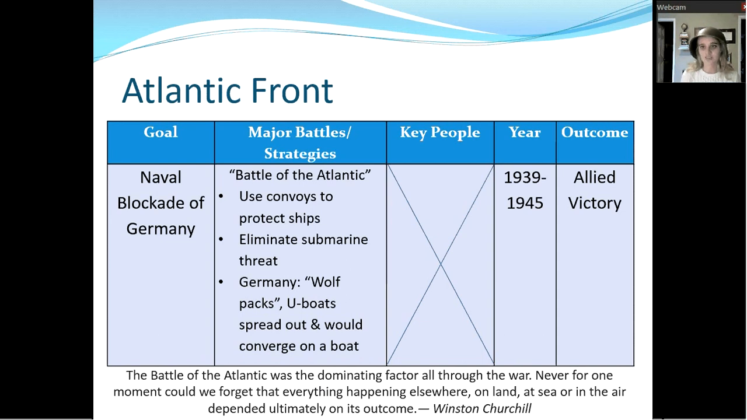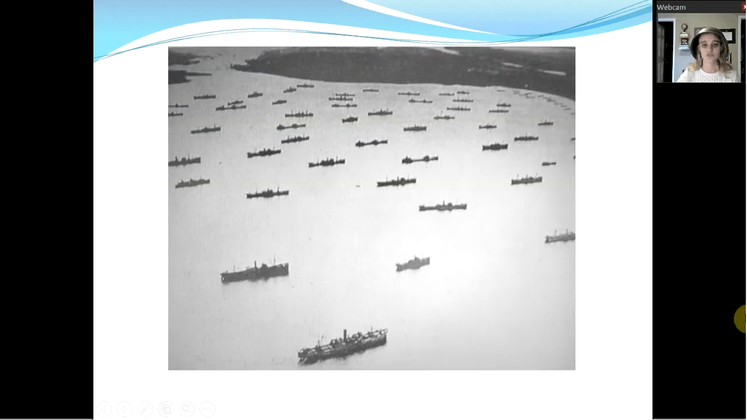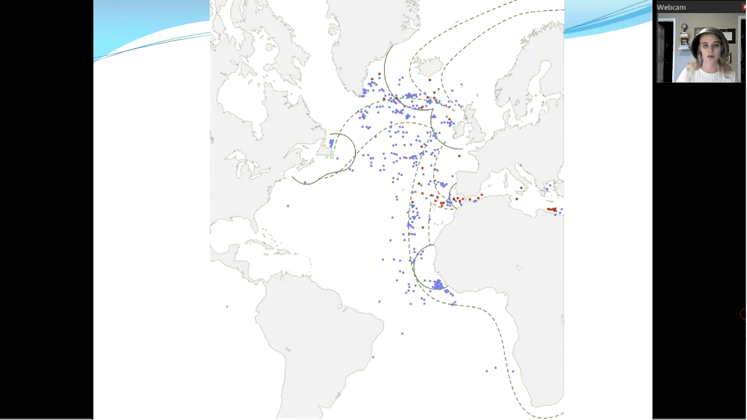Because remember, this is where they're getting supplies. Think about the cash and carry and the Lend-Lease policy. This is where men are coming in and out. The Battle of the Atlantic is basically the one protecting mainland Europe and attempting to cut off Germany as well. You can see here, this is just a photograph of some of the convoys, what that might look like. This particular map shows some of the different naval battles that took place throughout the Atlantic. You can see they even go as far down as Africa and into the Mediterranean. So this was a pretty intense conflict for both sides of the war here.